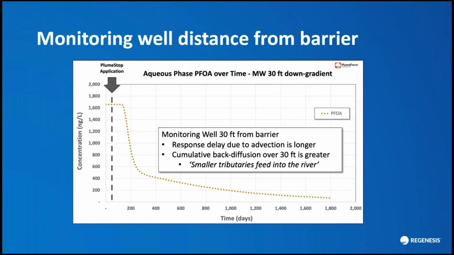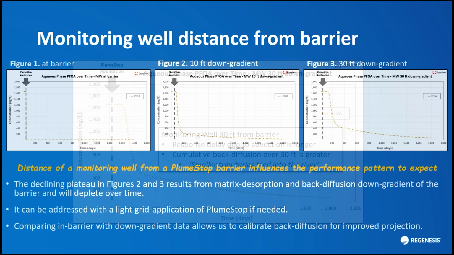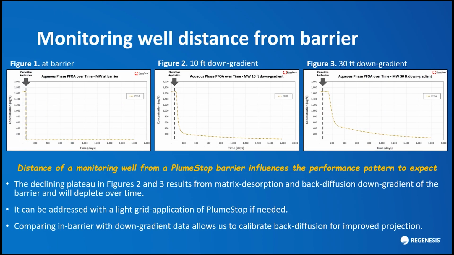So let's compare these 3 graphs side by side. Now we can compare the expected performance patterns at increasing distances down gradient of a barrier, 3 different monitoring wells, for example. In the second and third graph, we can clearly see the 2 decline phases, the initial rapid decline and the slower gradual decline. At 1 year in, 365 days, the concentrations in the respective monitoring wells are approximately 0, 200 and 400 nanograms per litre as we move further from the barrier. And these represent reductions of 100, 87 and 75% respectively.